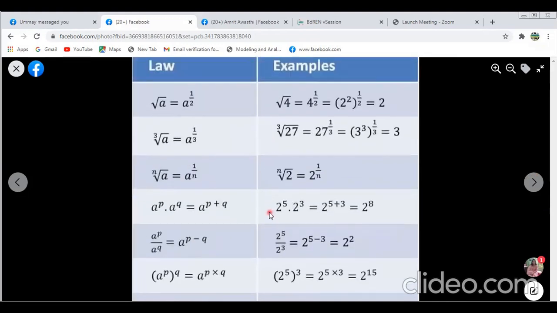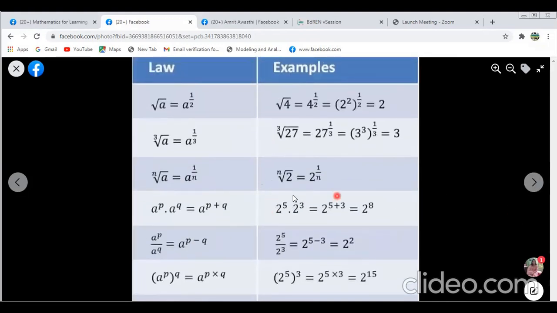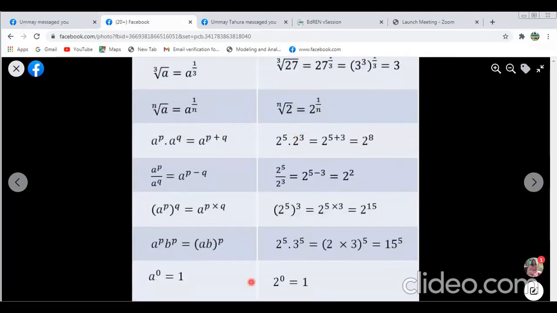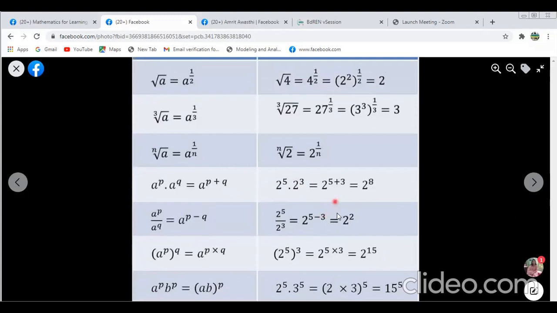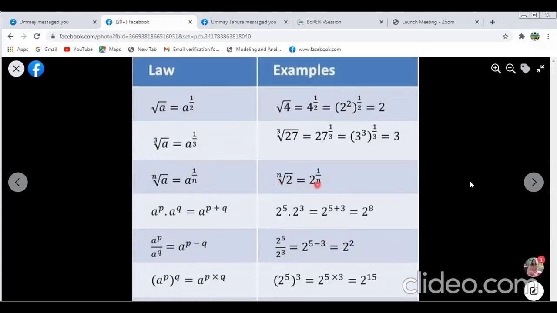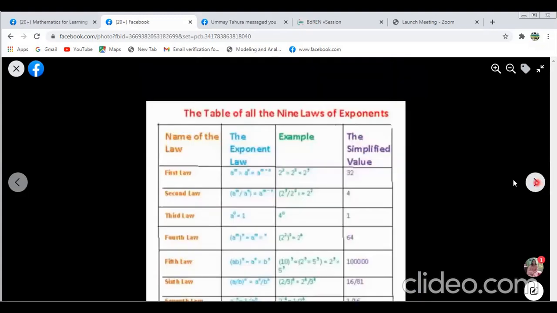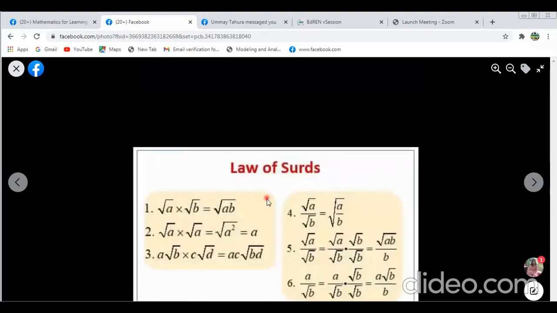Okay, this is a very important formula for you that we are using: something to the power 0 means 1. And this is the third law.